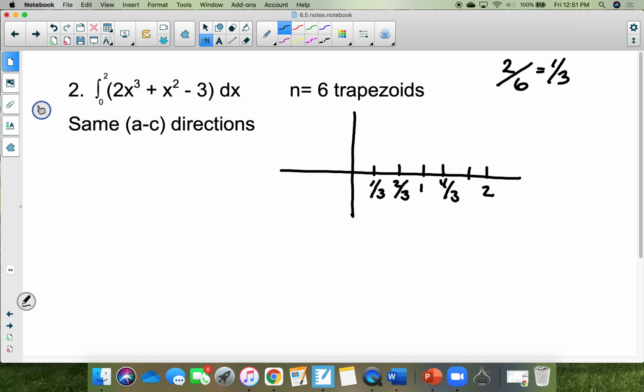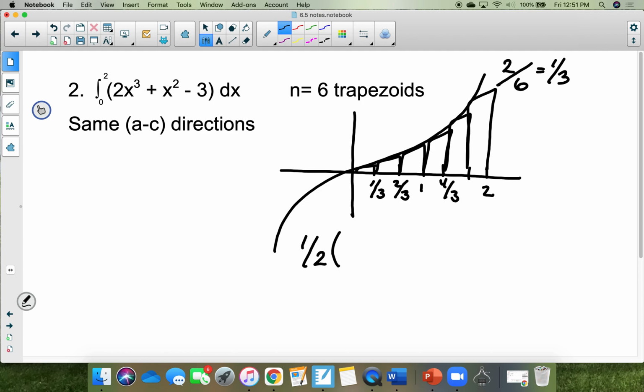And the graph looks like this. That's what the graph looks like. It's a cube graph. And you are going to place trapezoids in there. And the 0, 2. So you see that there's 1, 2, 3, 4, 5, 6 of them. So you know that the trapezoid always starts with 1/2 the height, and the height never changes. It's 1/3. You're going to plug 0, which is the first base.